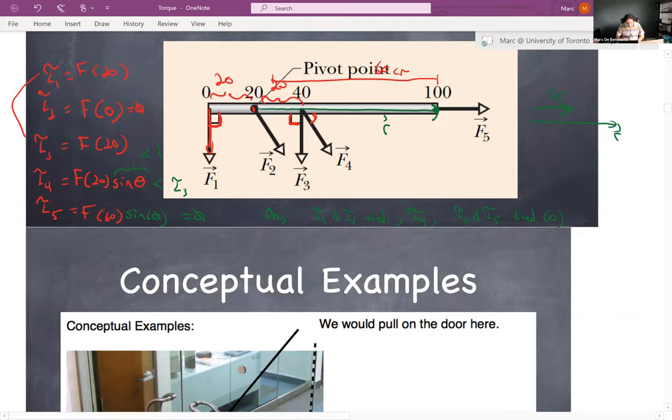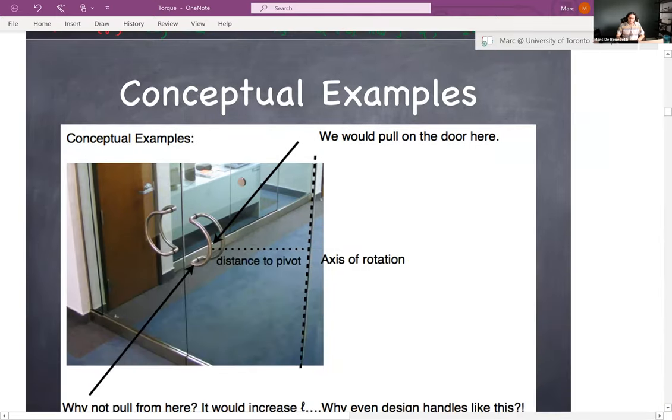Okay. Now, I know rotation is new for a lot of you. Hopefully you did some homework last night for rotational kinematics problems. Because rotation is new to you and the whole idea of a pivot point and a lever arm is new, we're gonna do some conceptual examples. So sit back, relax, and enjoy the story.